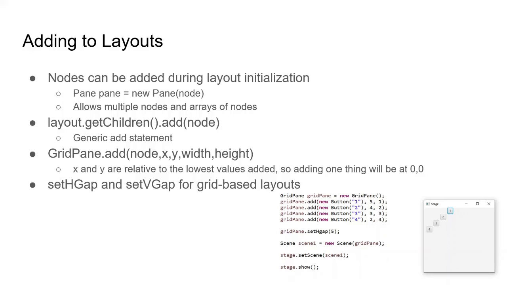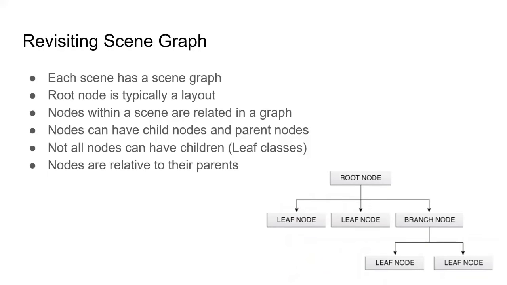And with number 2, it's 1 below and 1 to the left, and it keeps going down. And we have an H gap of 5, so you can see there's a bit of a gap between each button. So now that we've talked more about nodes and layouts, let's revisit the scene graph.